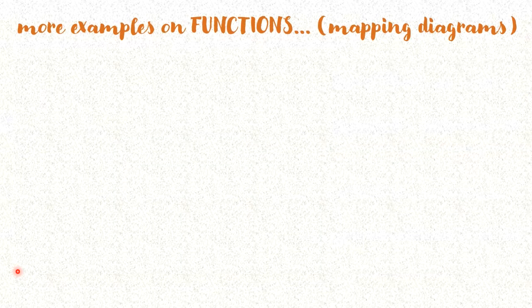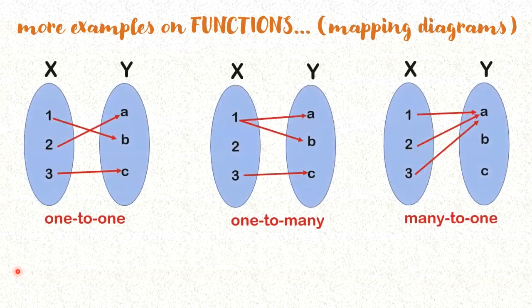Another way to represent functions is by using mapping diagrams. What are mapping diagrams? Like this. So, this is a one-to-one mapping. What do we mean by one-to-one mapping?